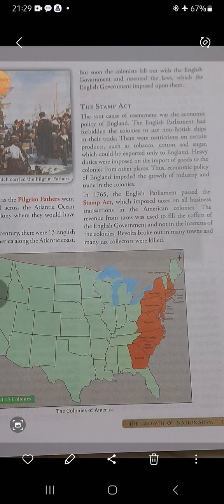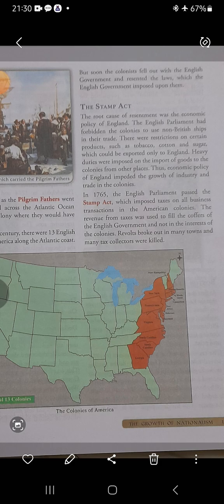So for this, heavy duties were imposed, heavy taxes were imposed on the import of goods to the colonies from other places. Now, since they were colonies, they had to import and export the goods because they didn't know about the new lands. So, the economic policy of England impeded the growth of industry and trade in the colonies. That means they did not allow so much growth in these parts of the continent.